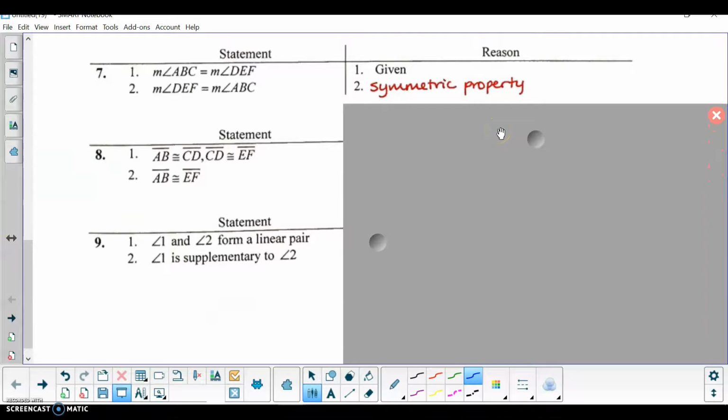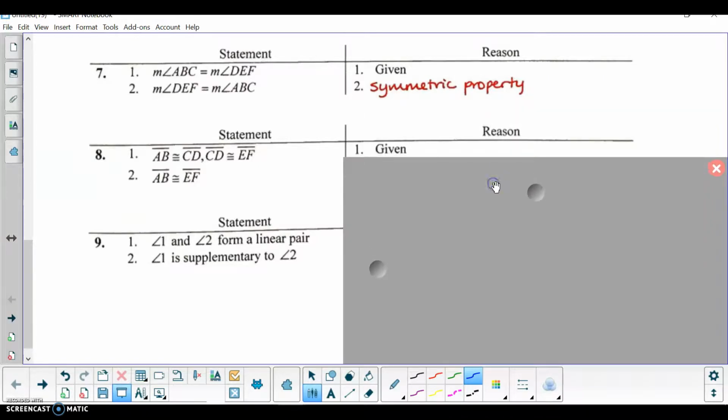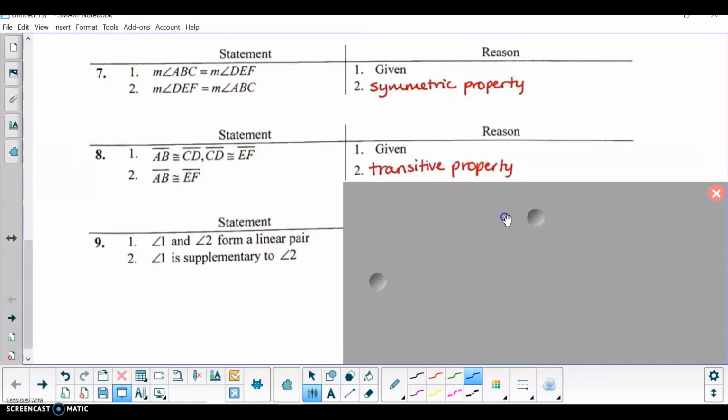Number 8, your given statement says segment AB is congruent to segment CD, and segment CD is congruent to segment EF. So AB equals EF. What was that? Anybody remember? Transitive property. And this one can kind of get confused with substitution, but this is transitive. Think about hopping from one to another.